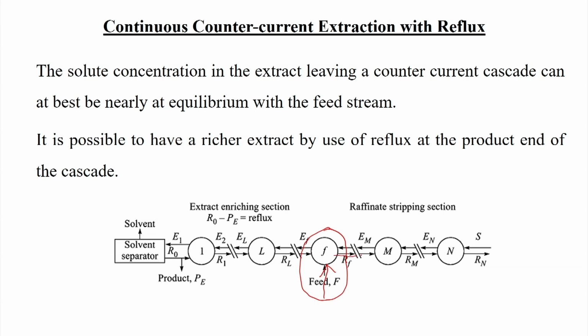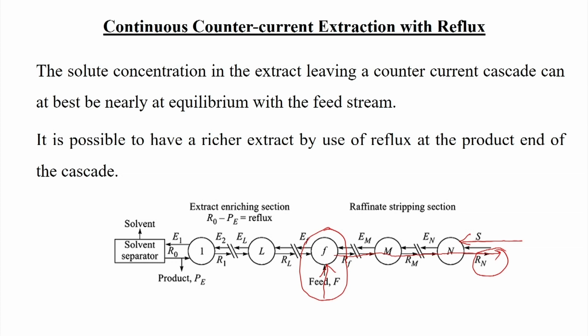Say this raffinate from this stage will follow this route, and then we will be getting the final raffinate from the last stage, or nth stage, where the extracting solvent was added. Like this is counter current operation, but feed is not added at stage 1. This is added to some extent in between like this.